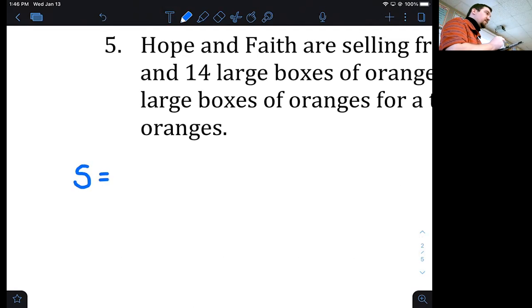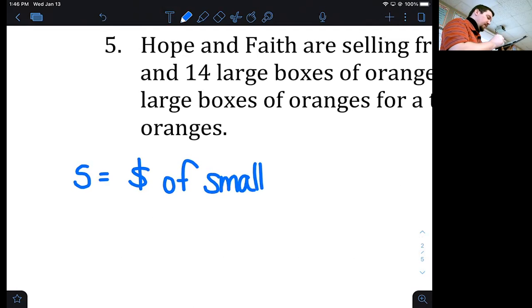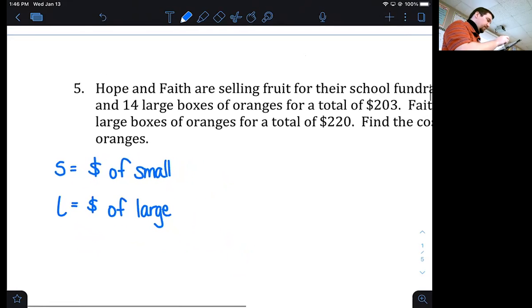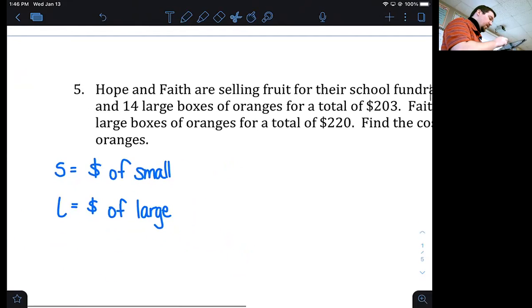So S is going to represent the cost of a small box, or just a small. L will represent, Caleb, the cost of a large box. So those are the variables we're going to go with.